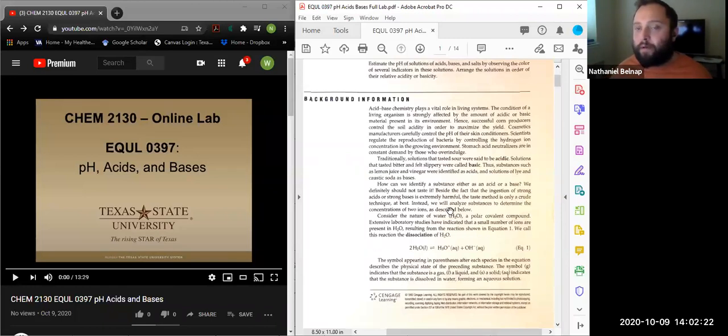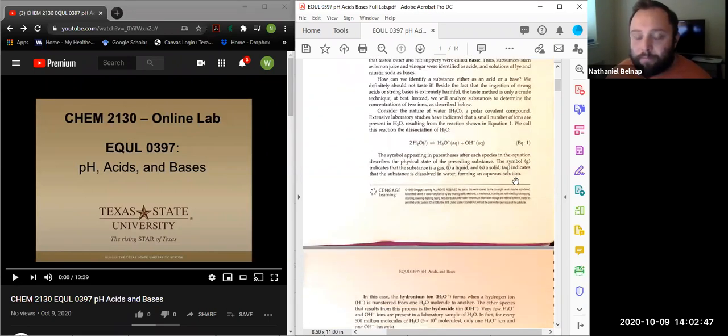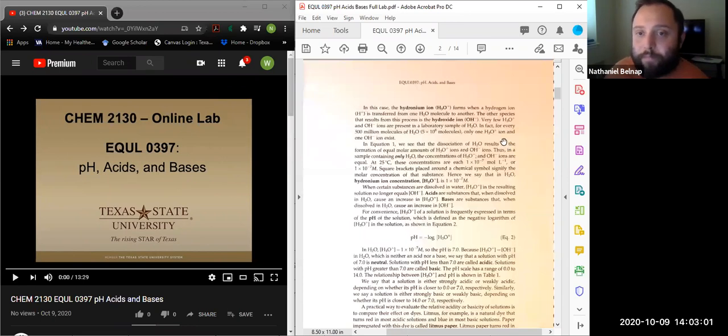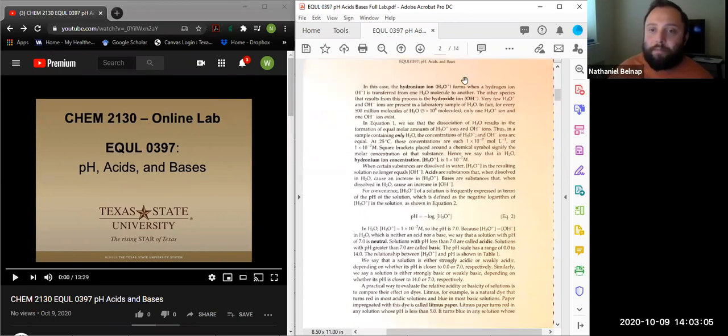So to simplify what he said, an acid is anything that increases the level of free hydronium ions, so positively charged ions, and a base is anything with free hydroxide ions. Anyway, it talks about that in here. I'm assuming you guys have all already read the pre-lab.